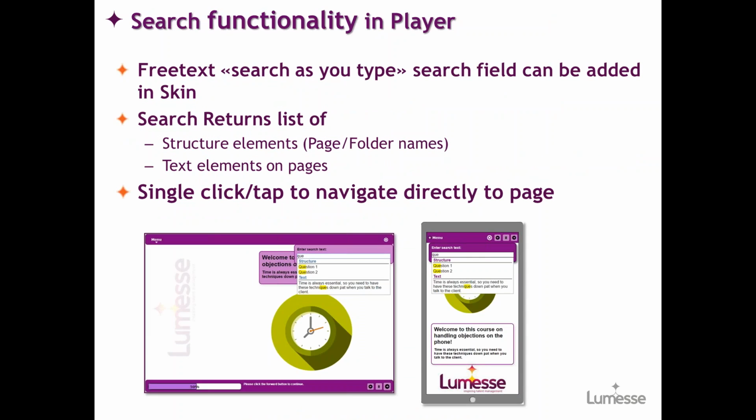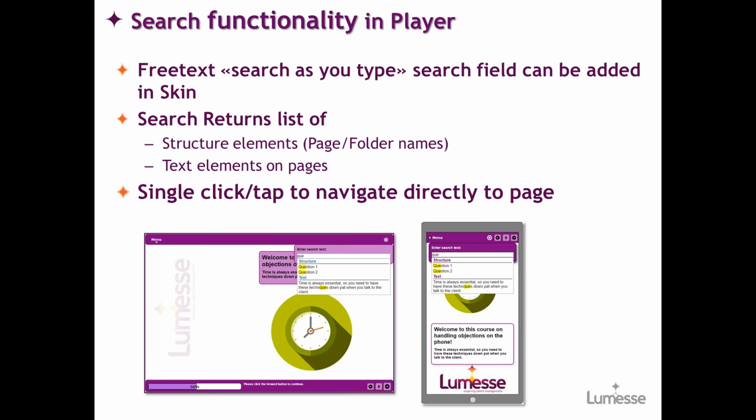Another big new feature in CourseBuilder, as authors, you may already have tried this. As an author, you can free text search for any text or page title or folder name in a course and go there with a mouse click. The same functionality is now available for your users. You can add a search field in your skin, allowing the user to free text search for any content inside a course and go there basically with a single tap or a single mouse click. It's a dynamic search-as-you-type functionality.